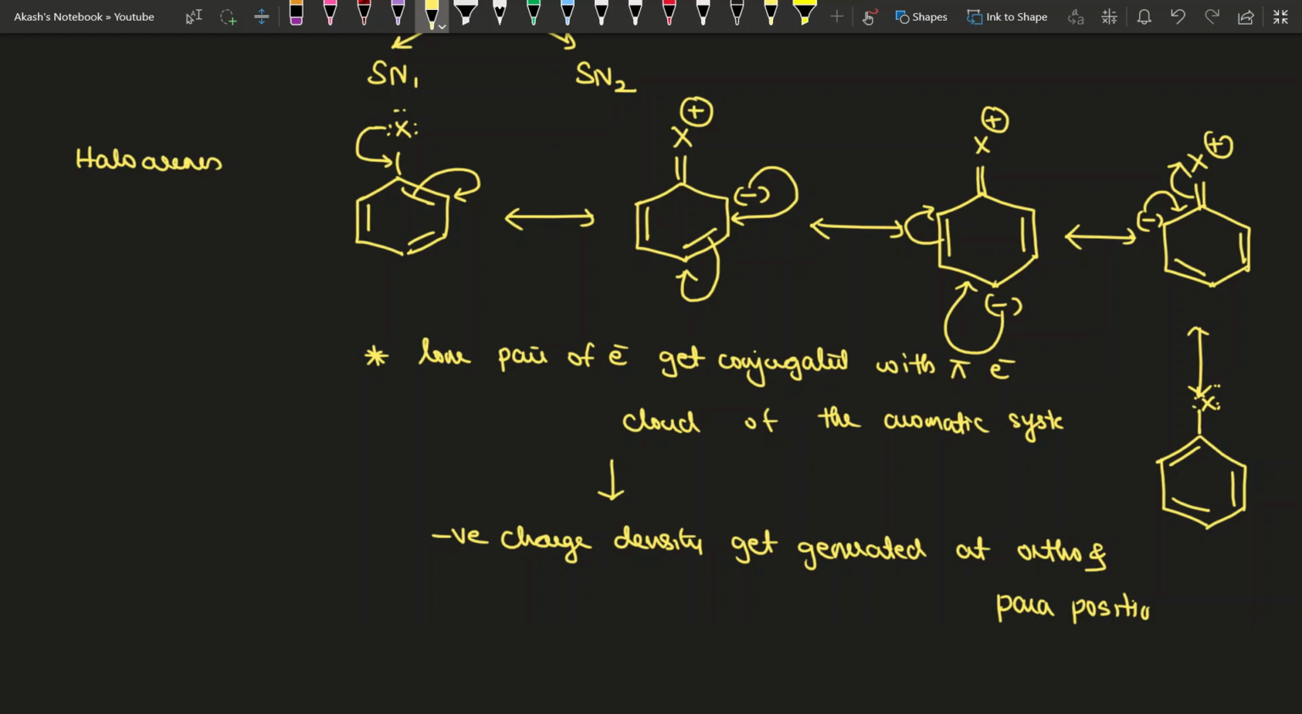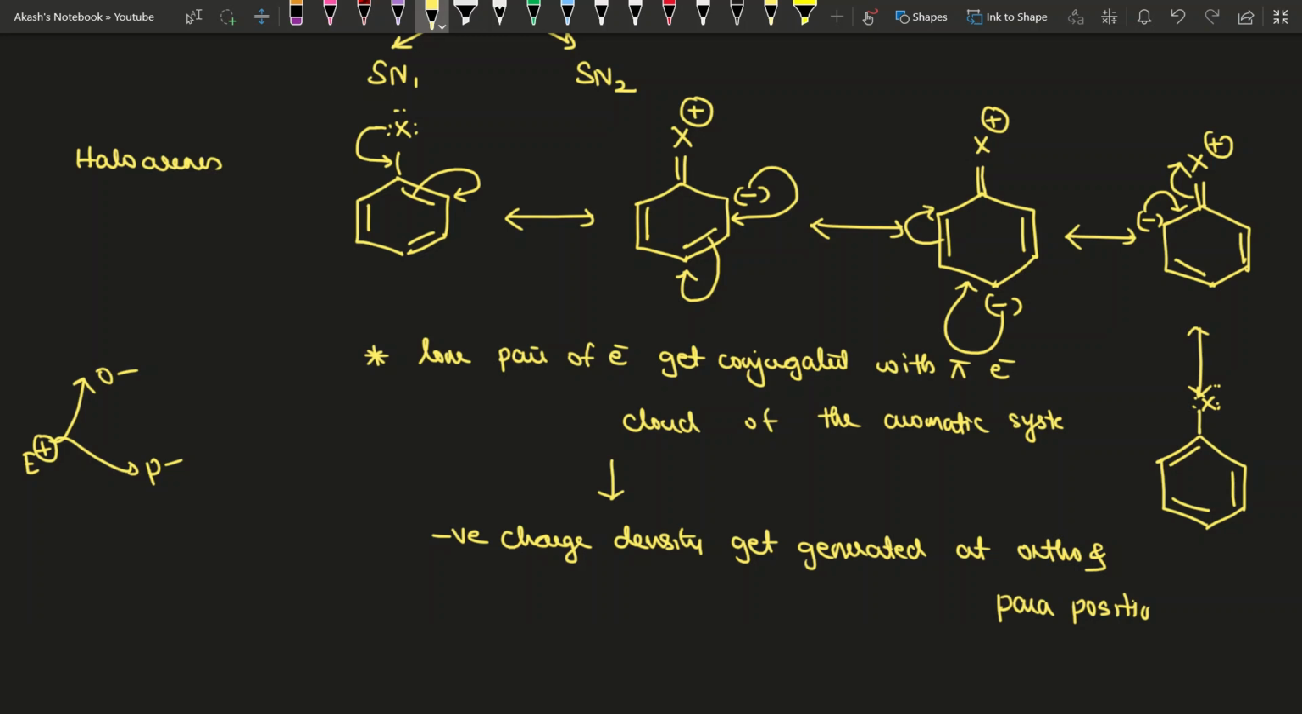But since the electron charge density has been enhanced at the ortho and para position, an electrophile can come and easily attack either the ortho or para position. That means an electrophile can come and attack at the ortho and para position, substituting the hydrogen present over there. So what can happen? It can undergo an electrophilic aromatic substitution reaction.